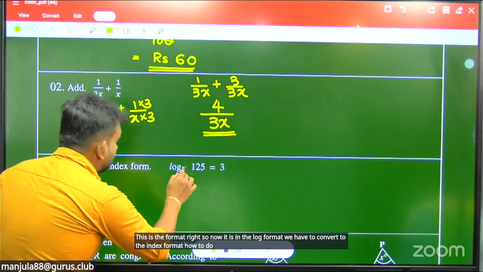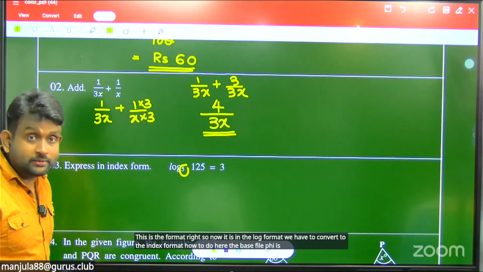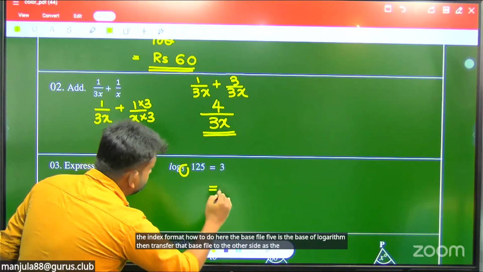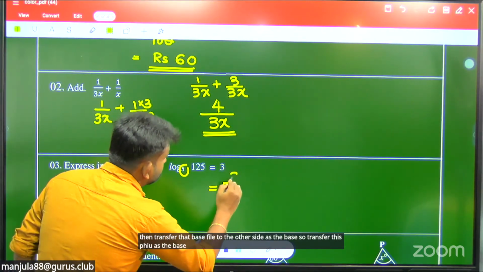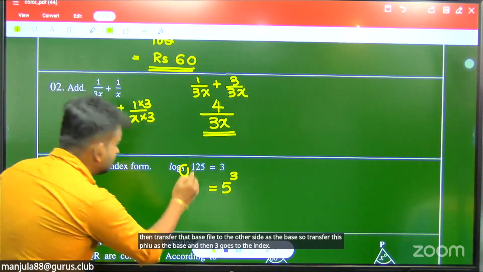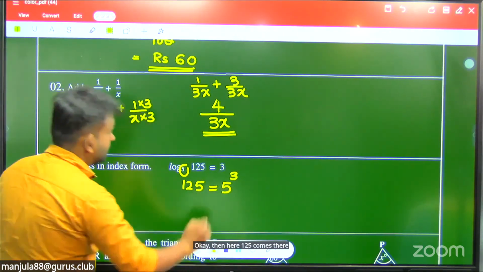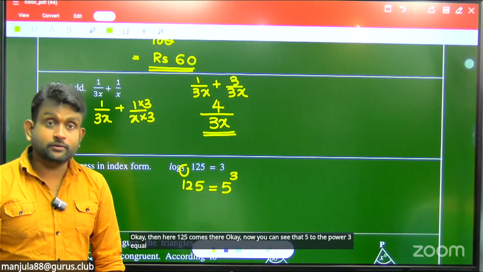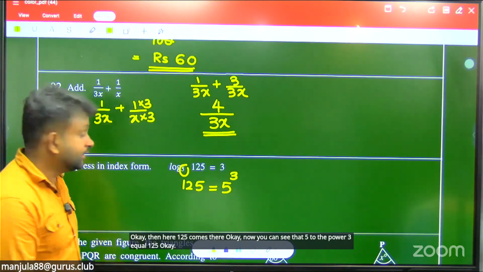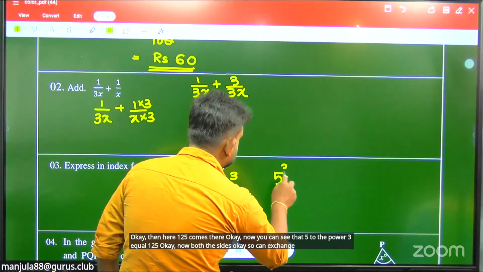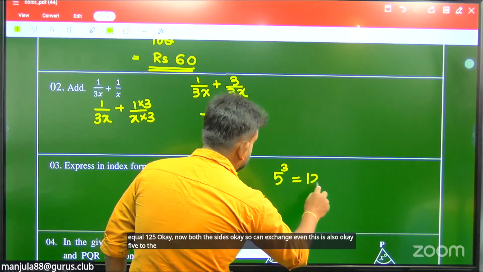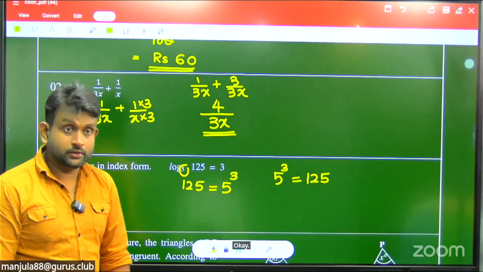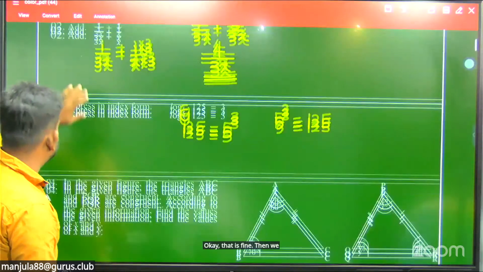How to do it? Here the base 5 is the base of the logarithm, so transfer that base 5 to the other side as the base. Transfer this 5 as the base, and then 3 goes to the index. Then 125 comes there. Now you can see that 5 to the power 3 equals 125. You can exchange both sides; this is also okay: 5 to the power 3 equals 125. That is fine. Then we will move to question number 4.